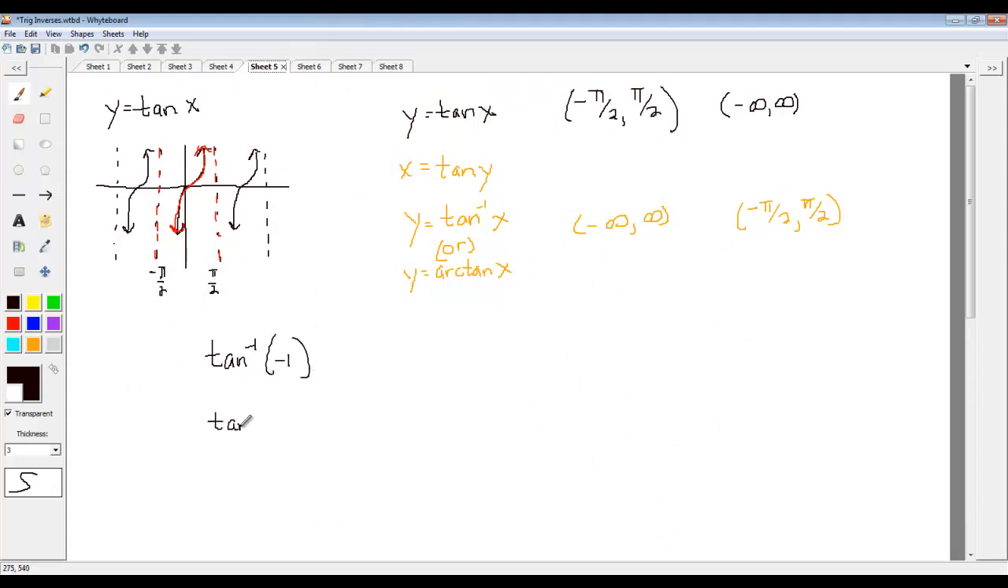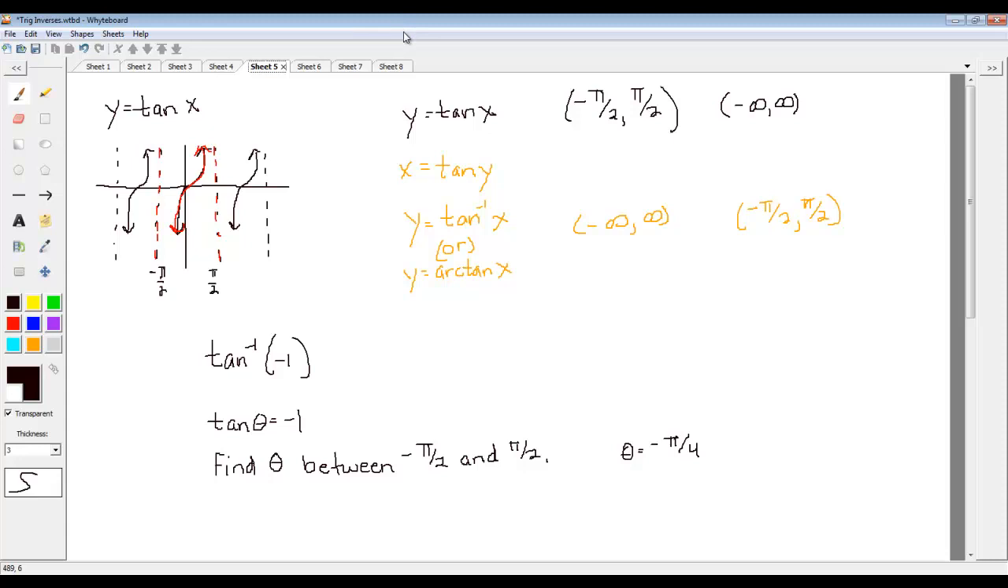Okay, so if you were asked to find inverse tan of negative 1, you've got tangent of theta equals negative 1. So you're trying to find theta that makes this work between negative pi over 2 and pi over 2. And you get that theta would be negative pi over 4. Okay?